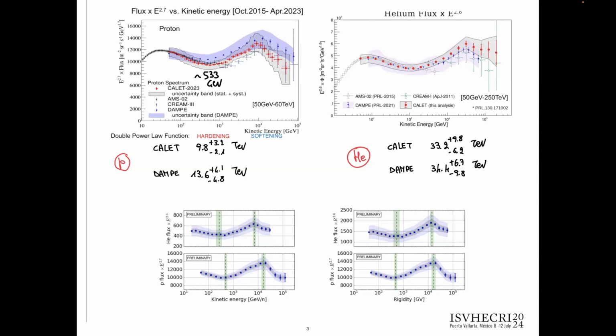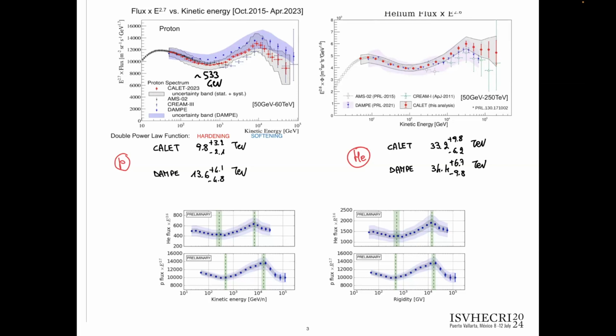Of course, the breaks in helium appear at a different position compared to those of the proton if you plot them in energy per nucleon, but since the acceleration and transport depend on the Larmor radius of the particles, if you plot them in rigidity, you see that they align perfectly.